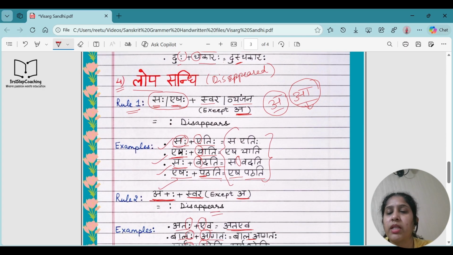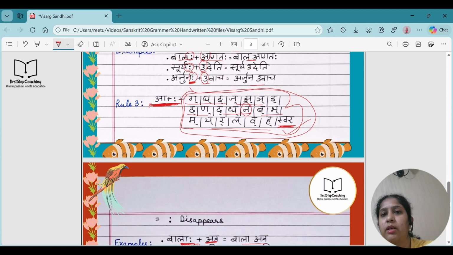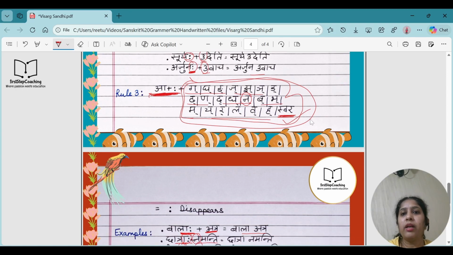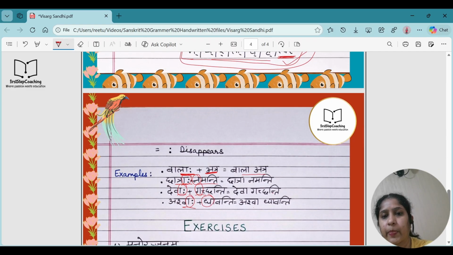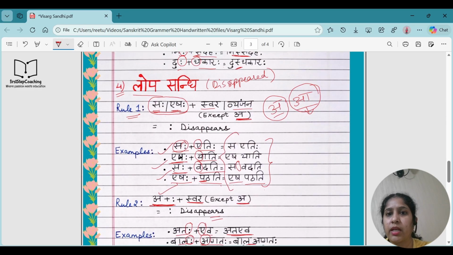Then we did the fourth type of sandhi, which was the lop sandhi. Lop sandhi has three rules. The first rule is related to saha and eshaha, and after that, if any swar or vyanjan except a, then the visarg will disappear. The second rule says that with a and visarg, if any swar other than a is there, then also the visarg disappears. And the third rule is about a with any swar or the third, fourth, fifth letter, then also the visarg disappears. Okay, wow, we have finished all types of visarg sandhi.